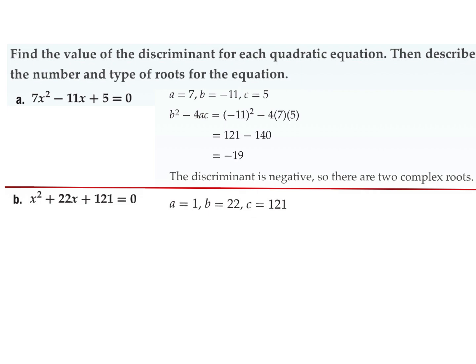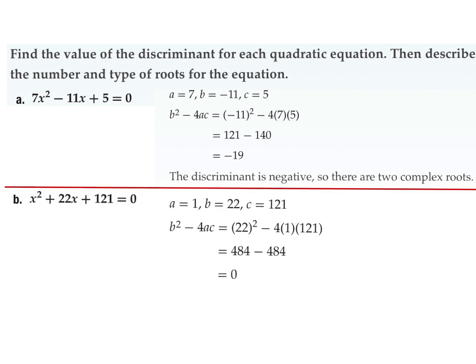Okay, so if you subbed in correctly, this is what you should have had. 22 squared minus 4 times 1 times 121. Again, notice, put everything in parentheses. What does this give me? 0. 484 minus 484 is 0.